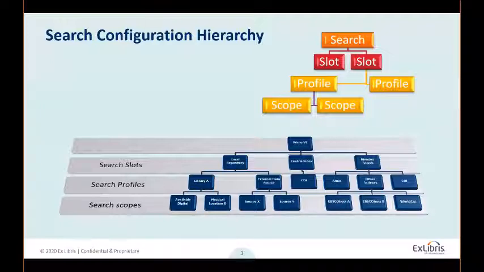In Primo VE, you define scopes and their criteria. Scopes are defined by setting conditions that link them to groups of records. Scopes are grouped to form a search profile, and search profiles are grouped to form a search slot. Needless to say, a search profile can consist of one single scope, and a search slot can consist of a single profile. In the top right corner of this slide, there is a general and very basic description of search configuration in Primo VE. Below this diagram is a more detailed demonstration of how one's Primo VE search configuration could be set up.